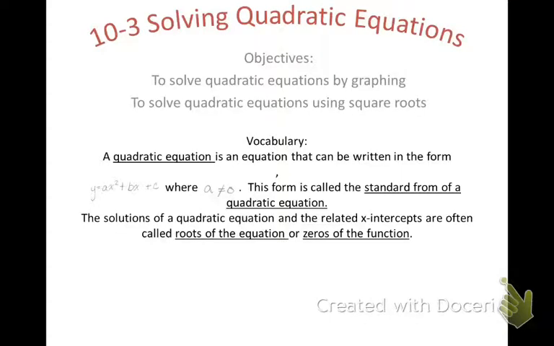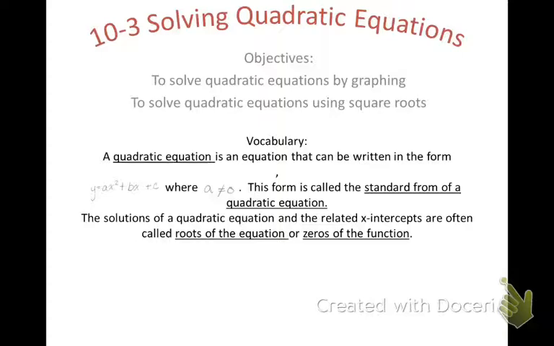Lesson 10.3, solving quadratic equations. I'm not sure if it's going to be 1 or 2 videos. Let's see how long it takes. The objectives of today's lesson are to solve quadratic equations by graphing and to solve quadratic equations using square roots.